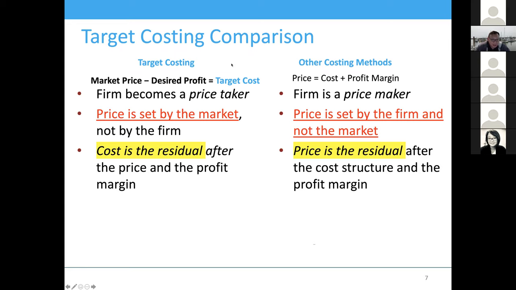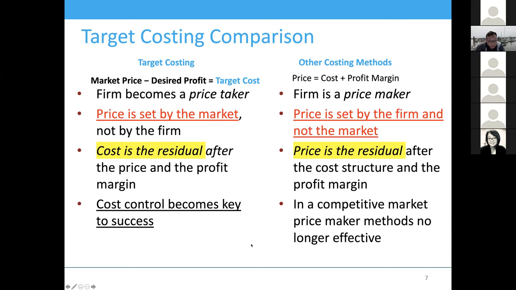So you can see that this cost is the difference between these two numbers. Therefore, we say the cost is the residual after the price and the profit margin, okay? Here, under this other costing method, price is the residual, right? So you set up the cost and you add profit margin, you get your price, okay? You see the difference? So the key under target costing is your cost control, right? You have to be able to control your cost to make it under your target cost. That's the key to the success of the business, right?